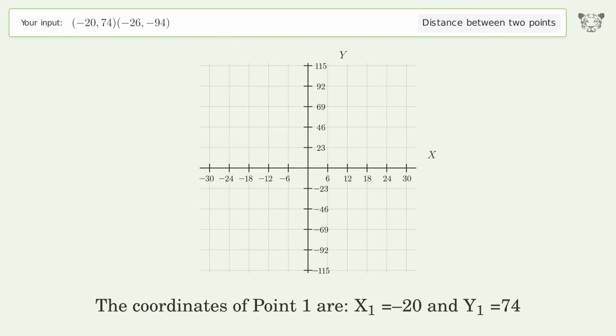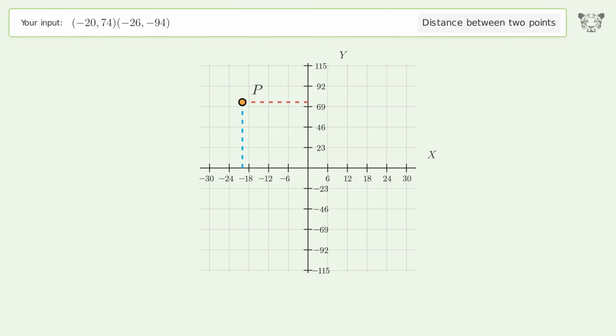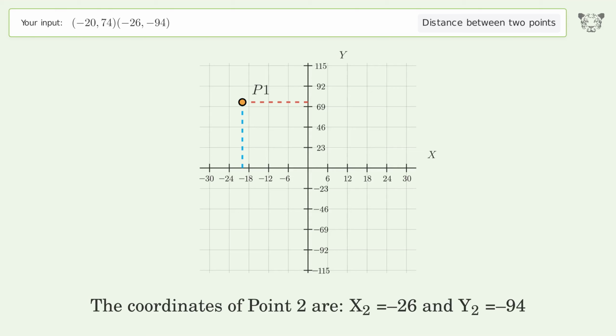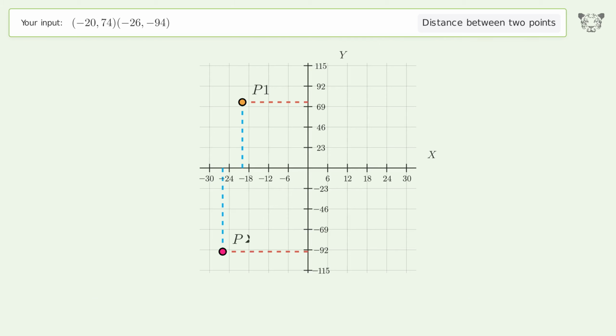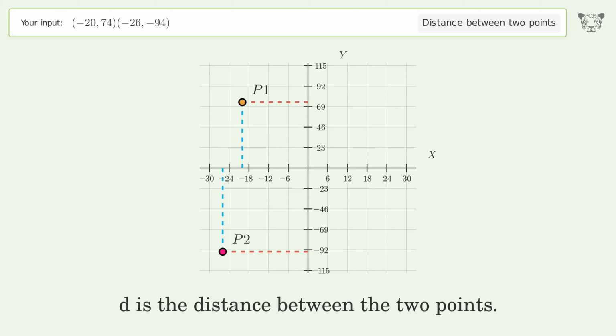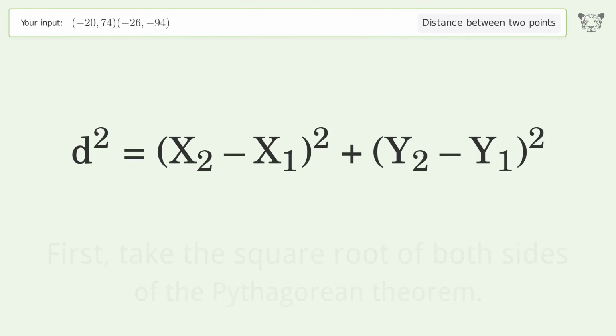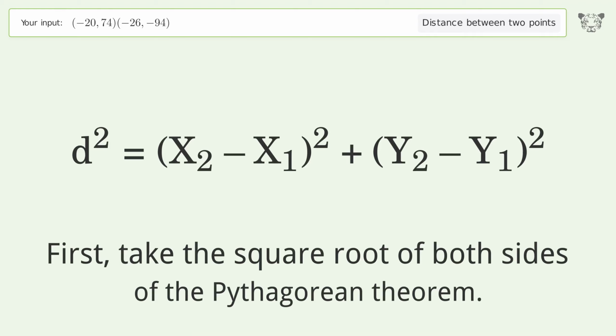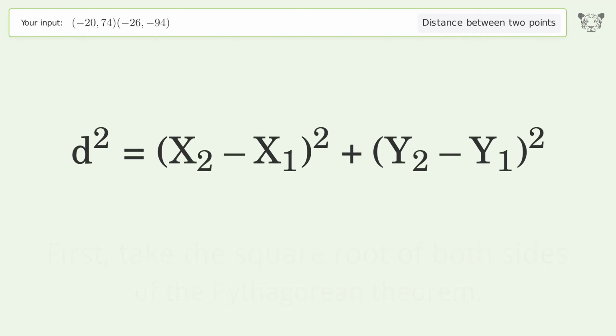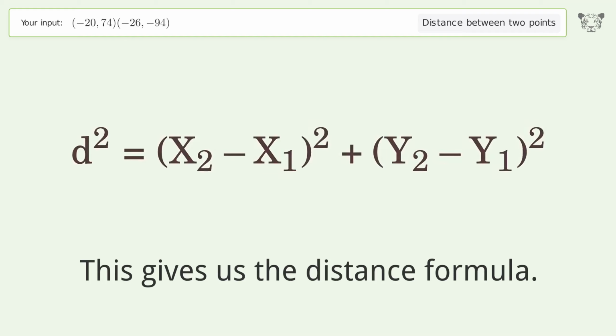The coordinates of point 1 are x1 equals -20 and y1 equals 74. The coordinates of point 2 are x2 equals -26 and y2 equals -94. D is the distance between the 2 points. First, take the square root of both sides of the Pythagorean theorem. This gives us the distance formula.